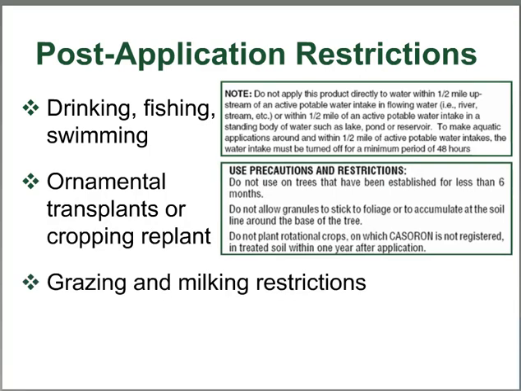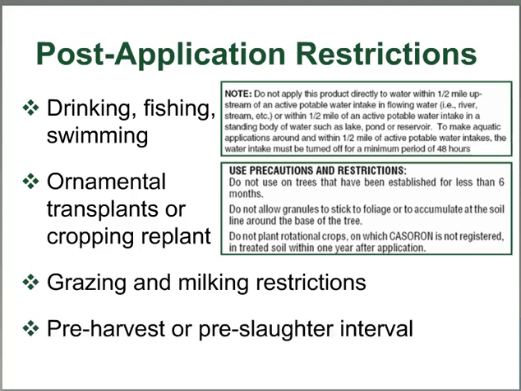Don't forget about the pre-harvest or pre-slaughter interval. This is the number of days that must pass between the last application and the time of harvest or slaughter. By following the pre-harvest and pre-slaughter interval and all other label directions, residues should not exceed the pesticide tolerance. Everything on the label has a purpose and must be followed.